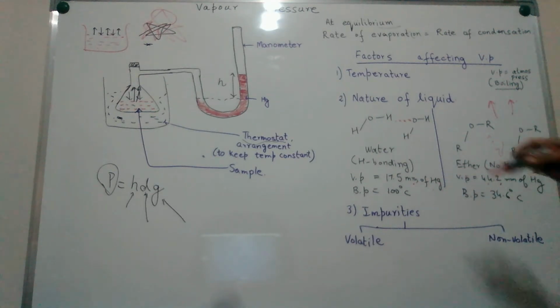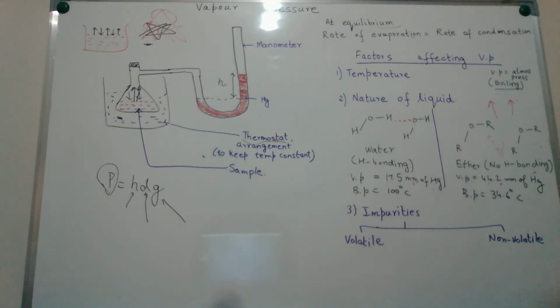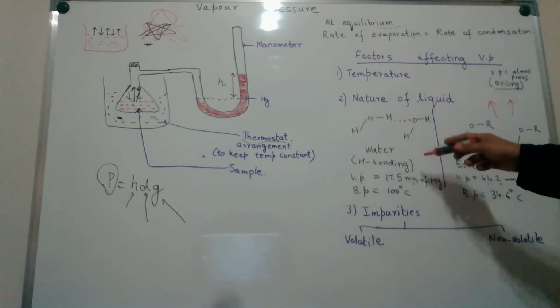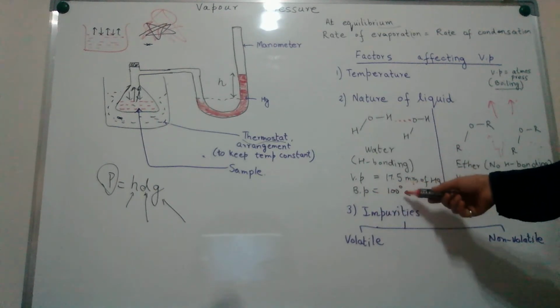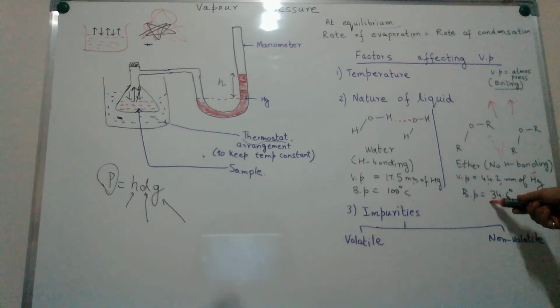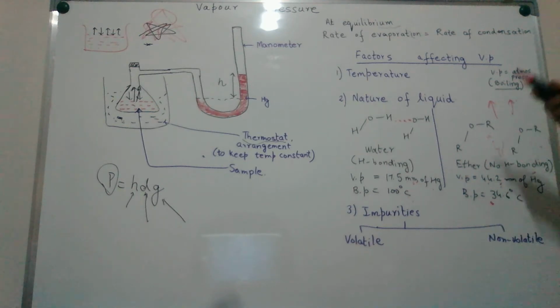So accordingly, if the vapor pressure is less, that means it will take a longer time, it will take more heat in order to bring the vapor pressure of water or any liquid to the atmospheric pressure. Hence, the boiling point of water is much higher than the boiling point of ether. Thus, in the case of ether, the vapor pressure being higher, the particles will reach the atmospheric pressure very easily.